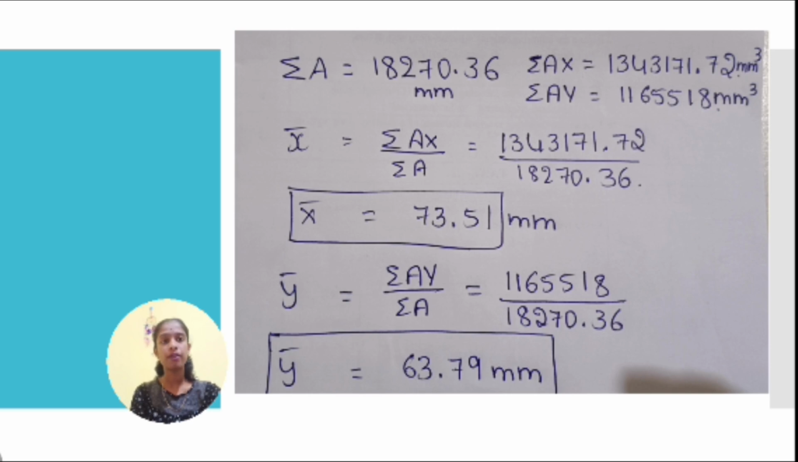The x bar formula is summation of ax divided by summation of a. Summation of ax is 1343171.72 divided by 18270.36. We get 73.71 in millimeter. That is x bar. And for y bar, we have the formula summation of ay divided by summation of a. Summation of ay is 1165518 divided by 18270.36. Total we get y bar equals 63.79 in millimeter.